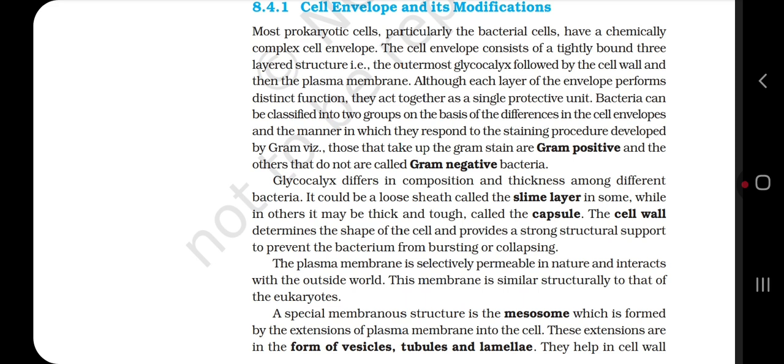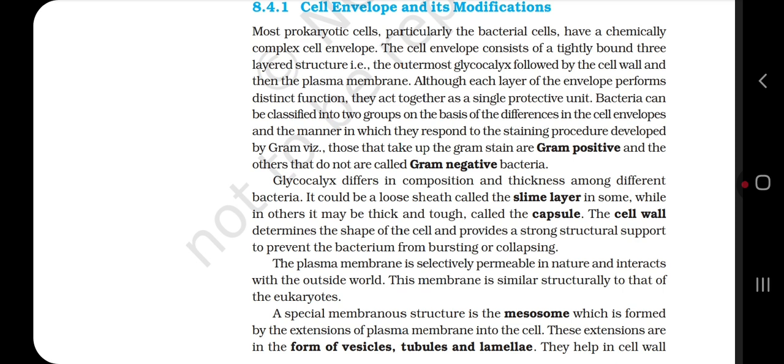Bacteria can be classified into two groups on the basis of the differences in the cell envelope and the manner in which they respond to the staining procedure developed by Gram. Those that take up the Gram stain are Gram positive and others that do not are called Gram negative bacteria. Glycocalyx differs in composition and thickness among different bacteria. It could be a loose sheath called the slime layer in some, while in others it may be thick and tough, called the capsule. The cell wall determines the shape of the cell and provides strong structural support to prevent the bacterium from bursting or collapsing.